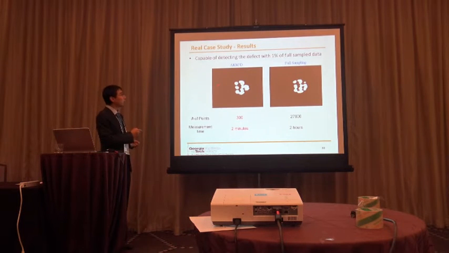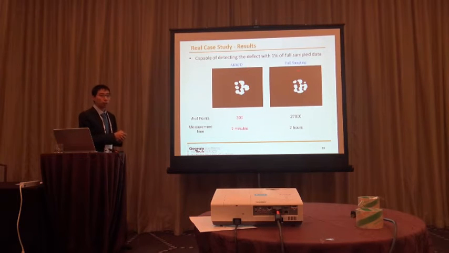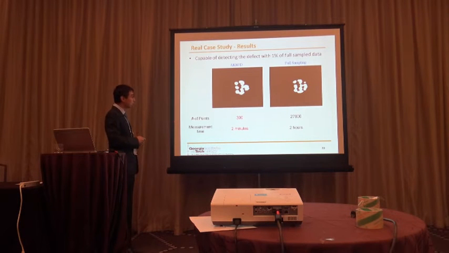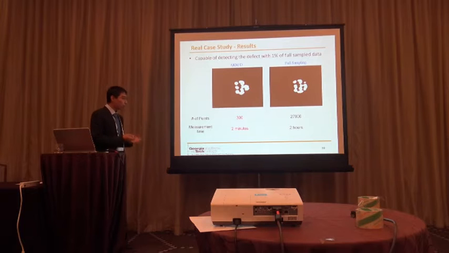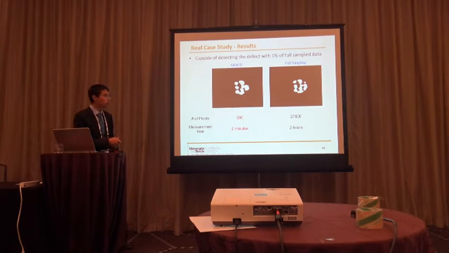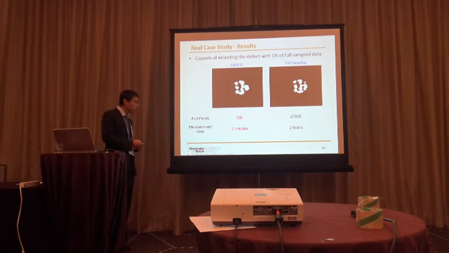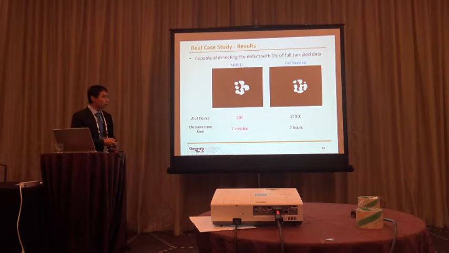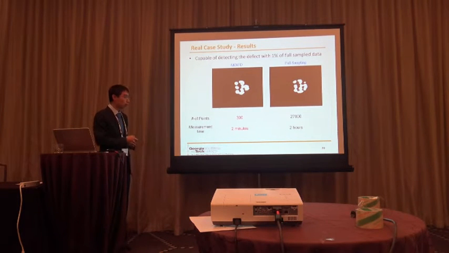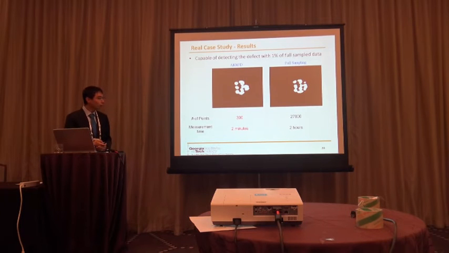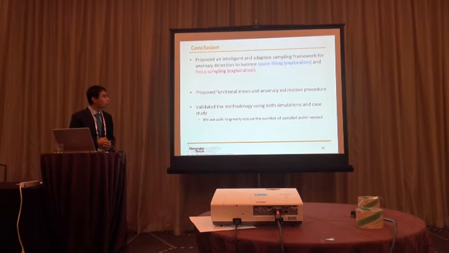If we compare the anomaly detected using our algorithm with that of the full sampling algorithm, as we can see, the difference between them is actually quite small. However, in terms of the number of sample points, we are able to use a much smaller number compared with full sampling. So by doing this, we can potentially reduce the measurement time from 2 hours to 2 minutes without losing much accuracy.